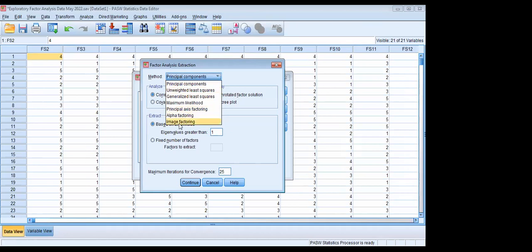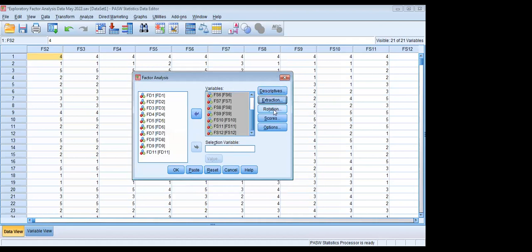Alpha, image factoring, these are all various methods. Usually principal component is the standard one. Principal component and maximum likelihood, I recommend these two. I will go with principal component, right? Correlation matrix, covariance, unrotated, it is already there. Scree plot, you take it to measure the variance, the journey of this variance through a graphical method. Okay, see, I told you in the theory part, there are two extraction techniques: eigenvalue based and number of factors based. Which do you want to follow? So we follow eigenvalue, right? One. Okay, continue. Right. Then, so these two menus are over.